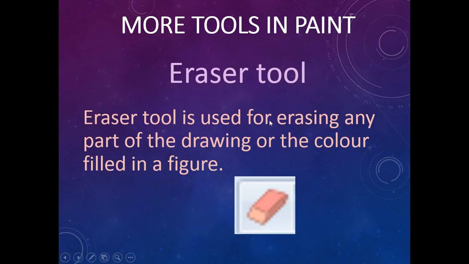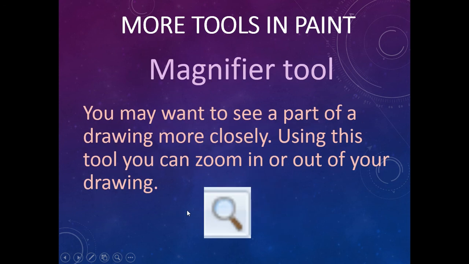Then we have the eraser tool, which is used for erasing any part of the drawing or the color filled in the drawing. So we have seen that. Then the magnifier tool: you may want to see a part of a drawing more closely. Using this tool, you can zoom in or out of your drawing. Zoom in means to see your drawing more closely, bigger, and you have to left click. When you are zooming out, the size of your screen drawing area will become small, and you will do it with the help of the right click.